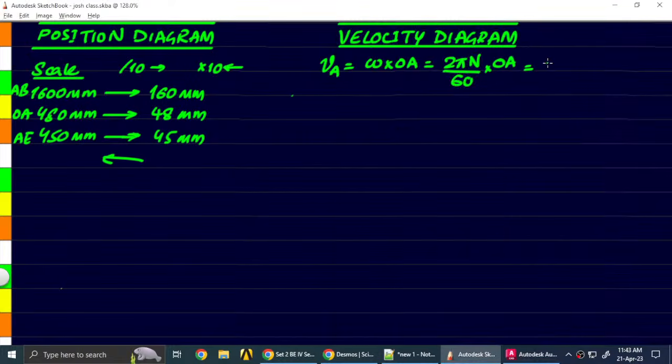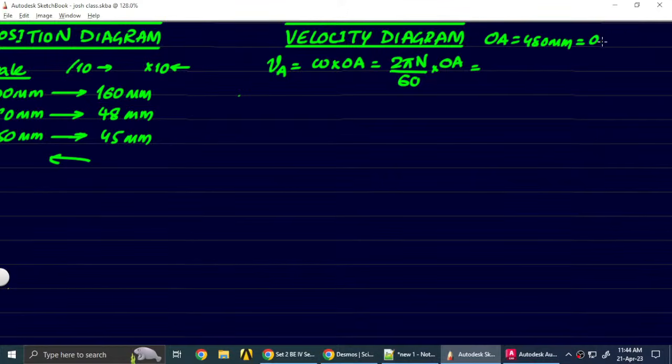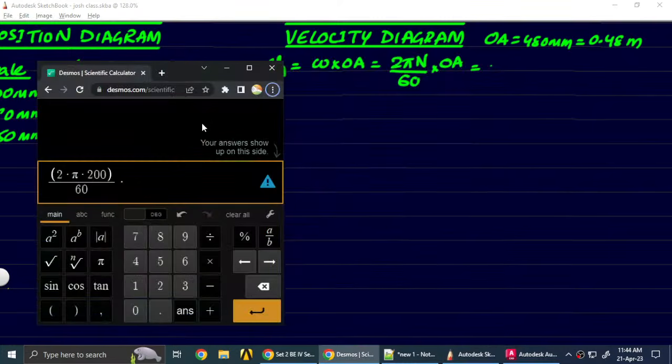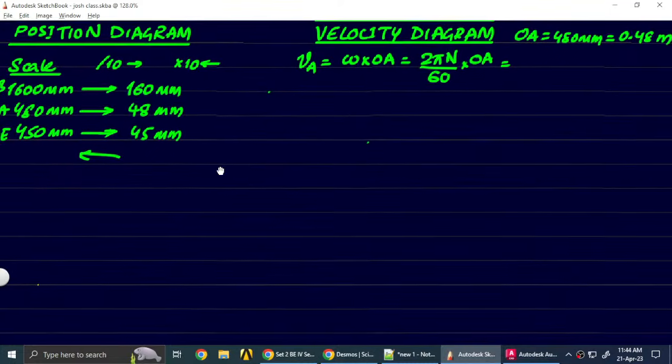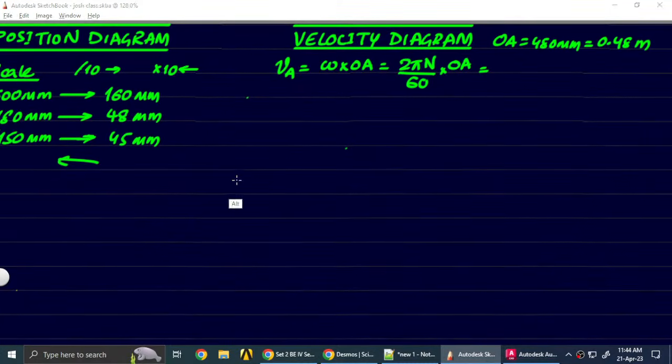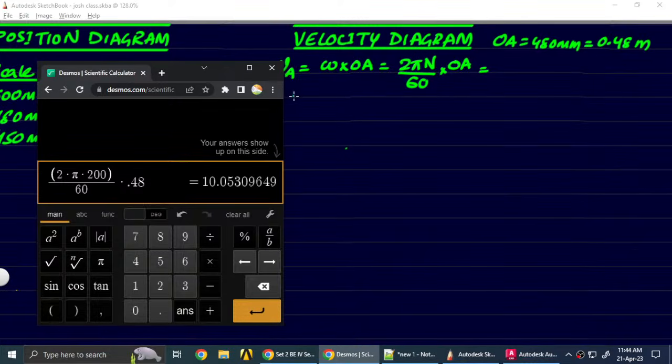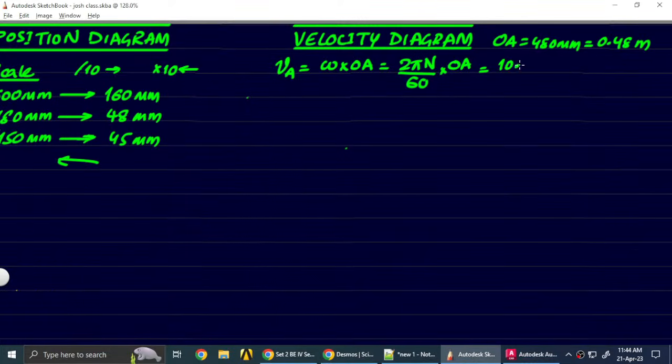So the OA length is 480 mm. We need to convert this into meters, so we get 0.48 meters. That's the value we have to use over here. Coming back here, we multiply by 0.48, and when we do this, we get the value as 10.05 meters per second. This is the linear velocity of A.